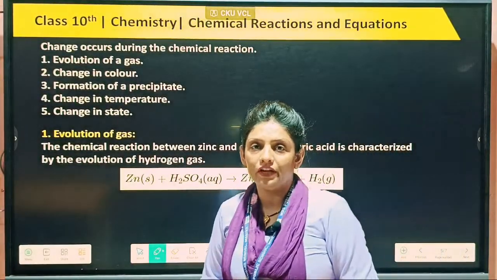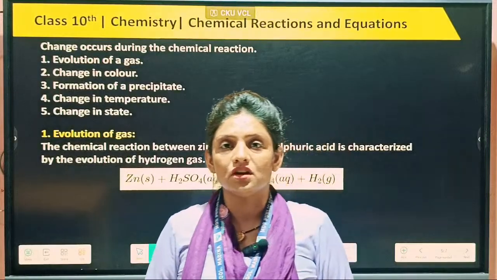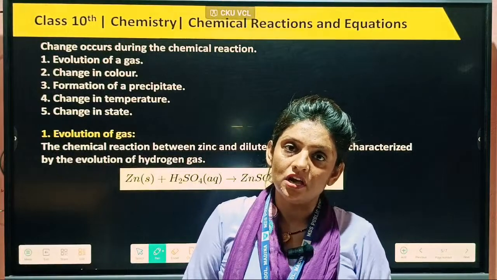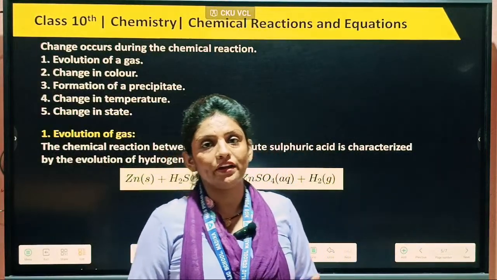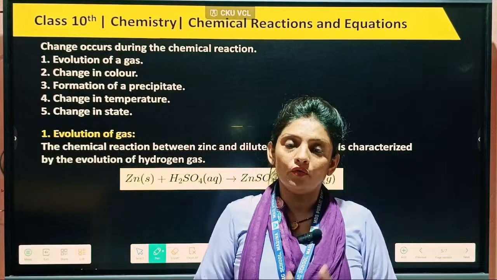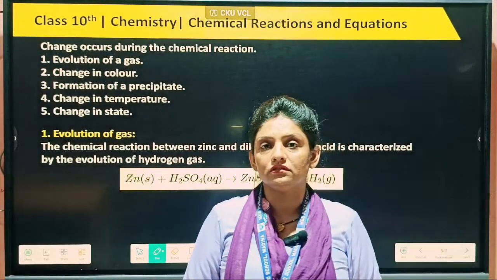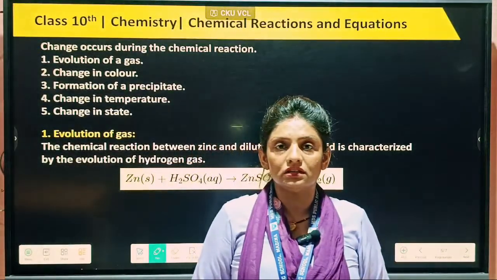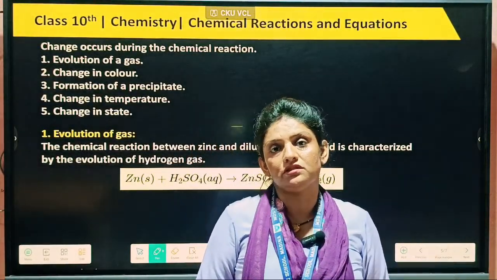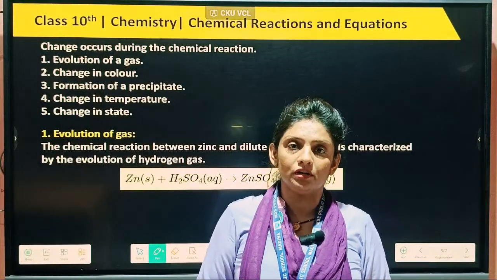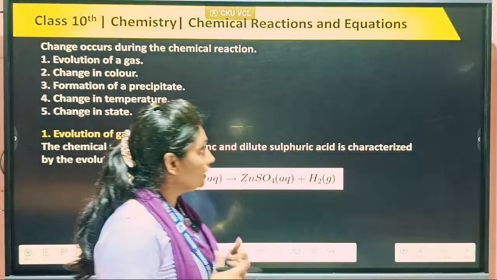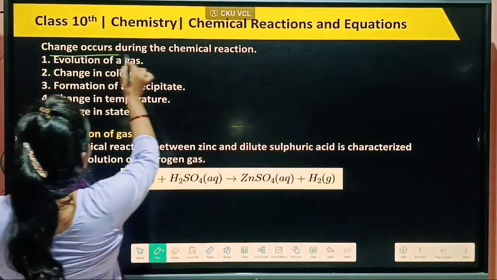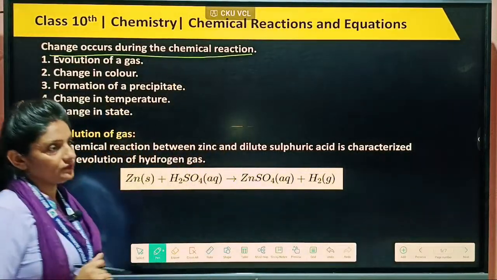Students, as you know very well, we have started chapter one of 10th class, that is chemical reactions and equations. We have studied what a chemical reaction is, what a word chemical equation is, and what a symbolic chemical equation is. Today we will discuss what types of changes take place during a chemical reaction. Okay, so students, changes occur during the chemical reaction.